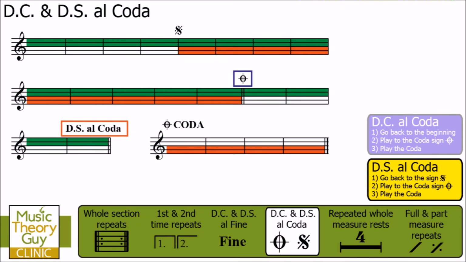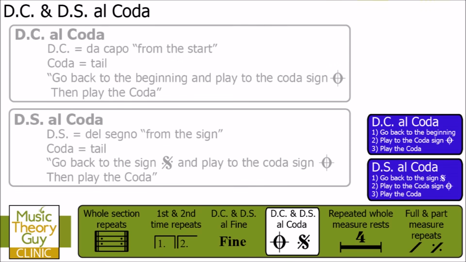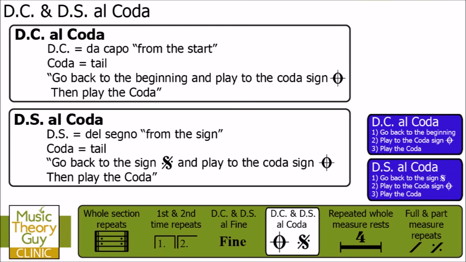That's pretty much all you need to know about DC and DS al Coda. Just remember that if you come across DC or DS al Coda, it means go back to somewhere. That's either the start or go back to the sign, but then you keep playing until you get to the coda sign, at which point you jump directly to the coda. Now, I used to get confused between DC and DS. With DS, the way I remember it is that the sign looks like a little S. So if you come across DS Coda, you know you're looking for the sign.